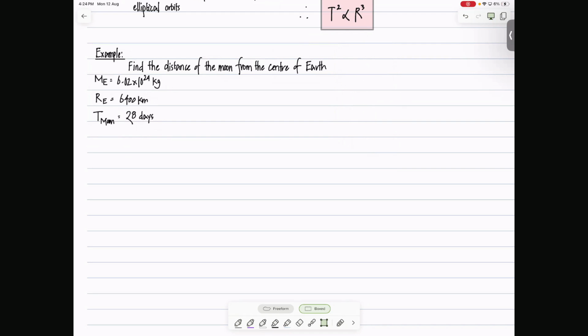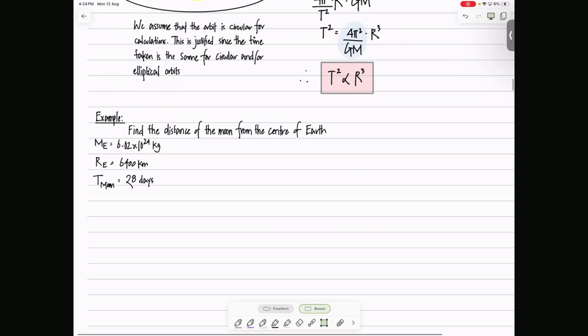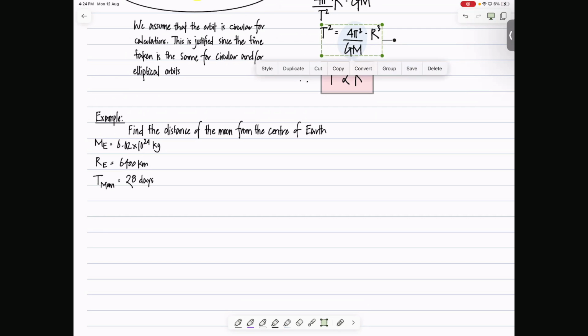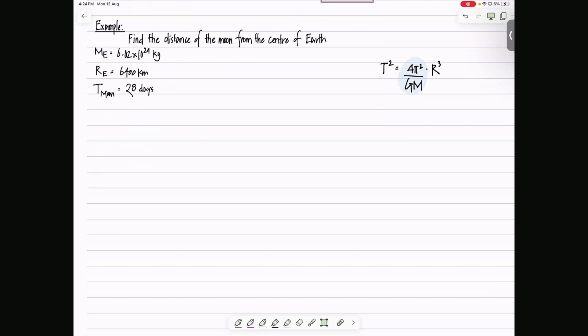Right. Find the distance of the moon from the center of the Earth. Mass of the Earth is provided. Radius of the Earth is provided. Time period of the moon is provided. So the moon takes approximately 28 days to go around the Earth. So moon cycles are 28 days, roughly. So that is the time given. So using this information, find how far is the moon. Also, eventually find the velocity.